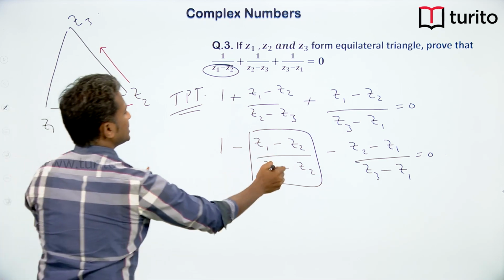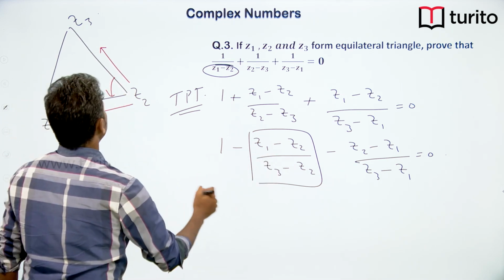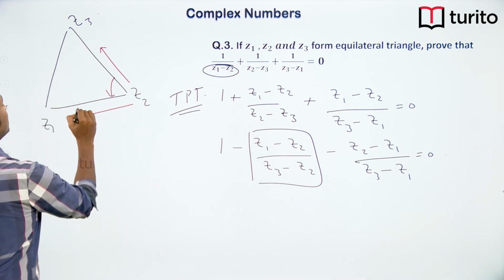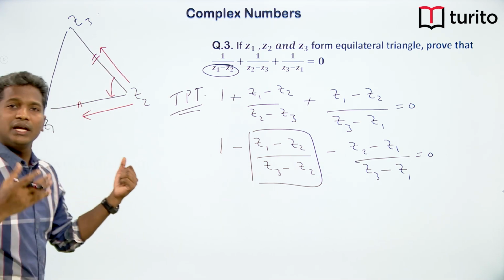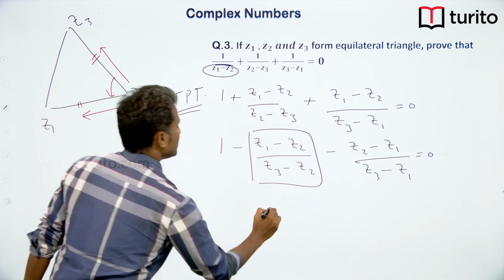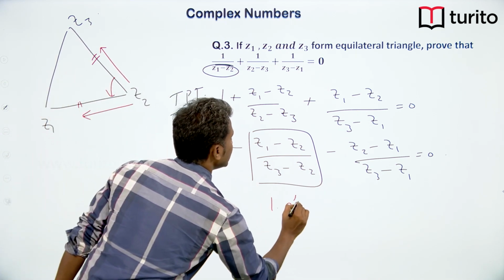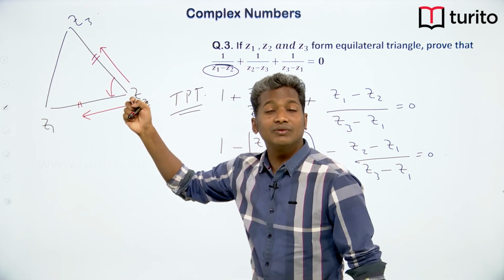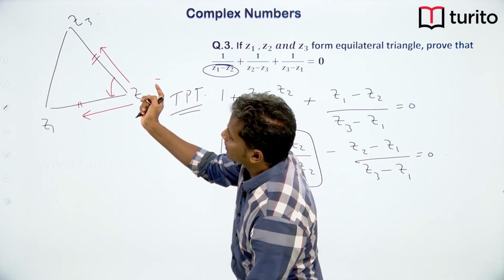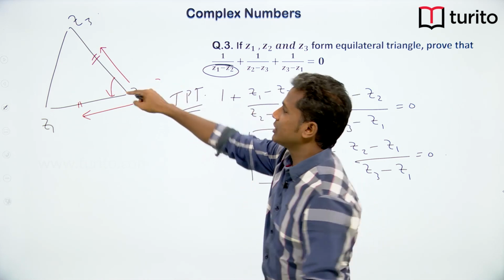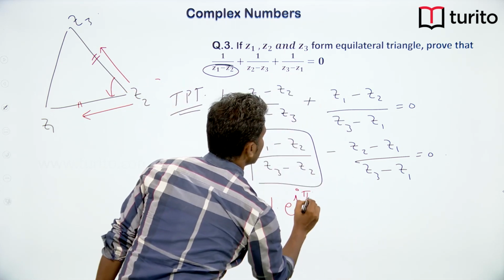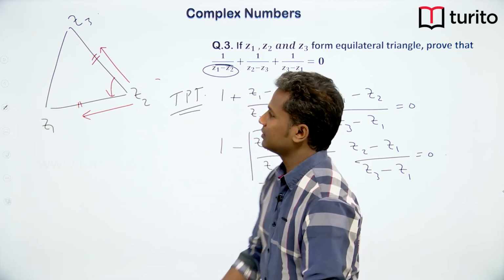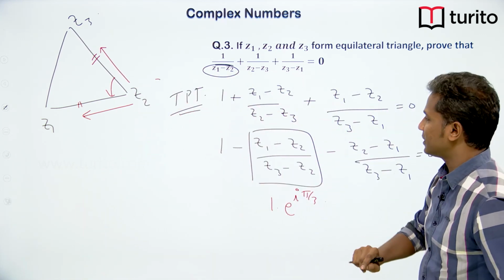Now, for this ratio, I can write it as constant k, which is the ratio of magnitudes, becomes 1 because these two sides are anyways equal. So, I can write this as 1 into e raised to, look at the rotation and the direction of the angle, it is in the anti-clockwise direction. So, it is a positive angle. So, I will just write it as pi by 3. You know that all angles in an equilateral triangle are 60 degrees. So, I just wrote pi by 3 there.